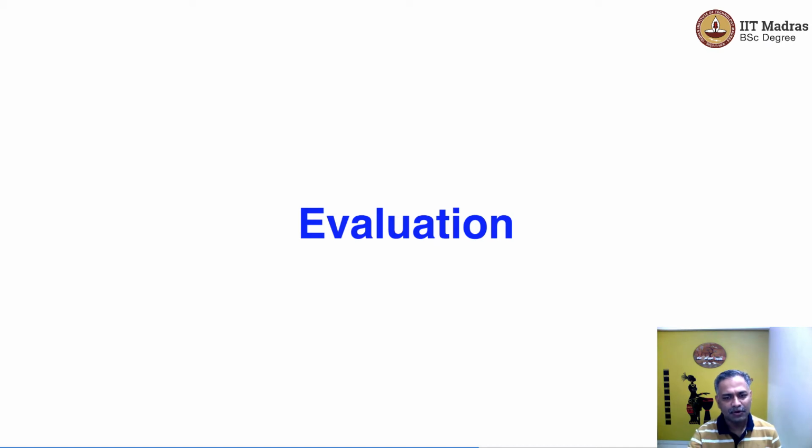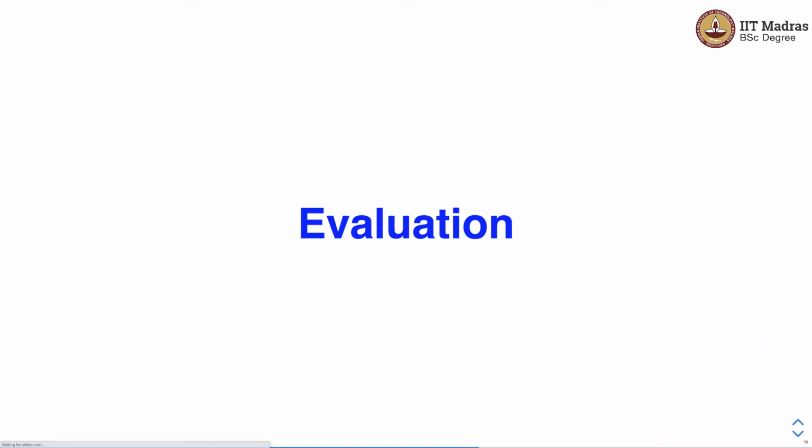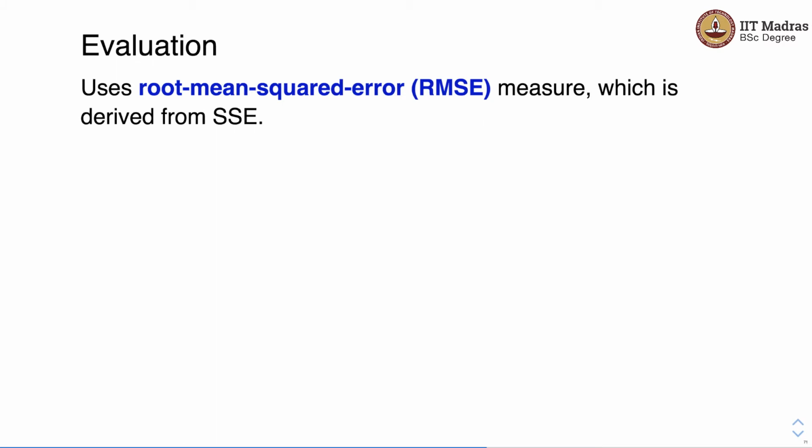In this video, we'll study the fifth and the last component of the linear regression model, which is evaluation. We use root mean squared error, or RMSE, as a way to measure the performance of the linear regression model. We can measure this performance across different data sets. Usually, we report this measure on the validation and test data set, but we can also calculate this particular measure on the training set.